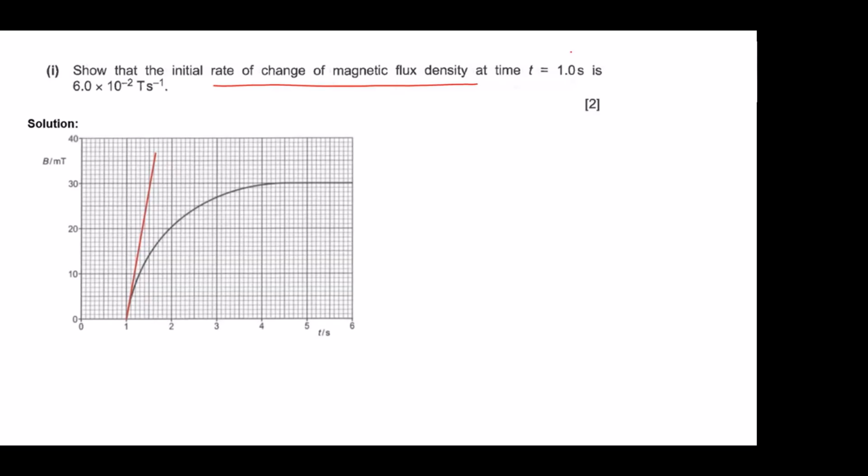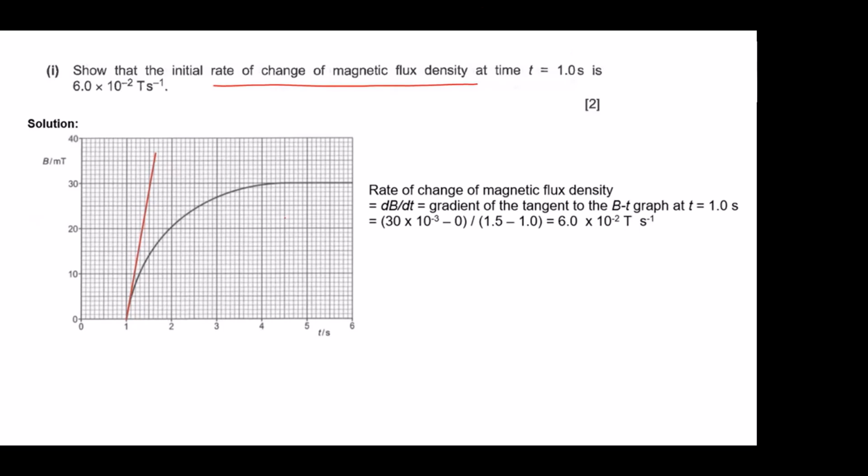Show that the rate of change of magnetic flux density is given as 6 times 10 to the power minus 2. So this rate of change of magnetic flux density is dB dt. This is a B versus time graph. So what you need to find is dB dt at the start. Use a ruler, pivot at time equal to 1. Make sure you draw a straight line, pivoting at time equal to 1. Find the gradient of this graph. You should be able to get 6 times 10 to the power minus 2.